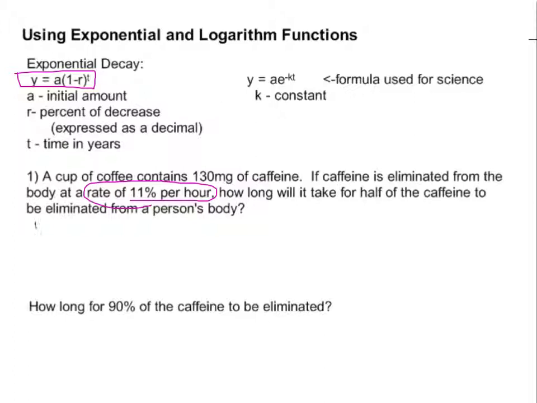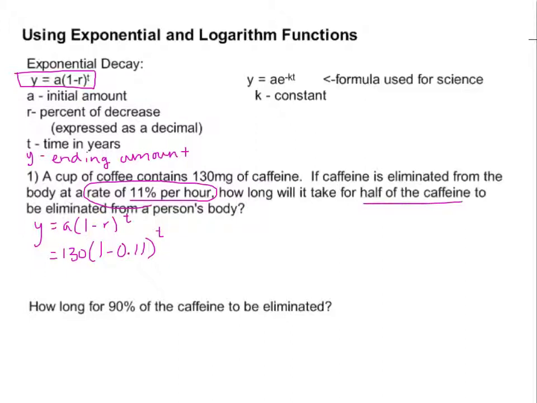So we're going to use y equals a times (1 minus r) to the t. Y was not stated up here, but y is always the ending amount. We know our starting amount is 130, so that would be our a. 1 minus, we know our rate is 11%, so 0.11. And we want to know how long it takes for half the caffeine to be eliminated. Well, half of 130 is 65, so that would be our y.